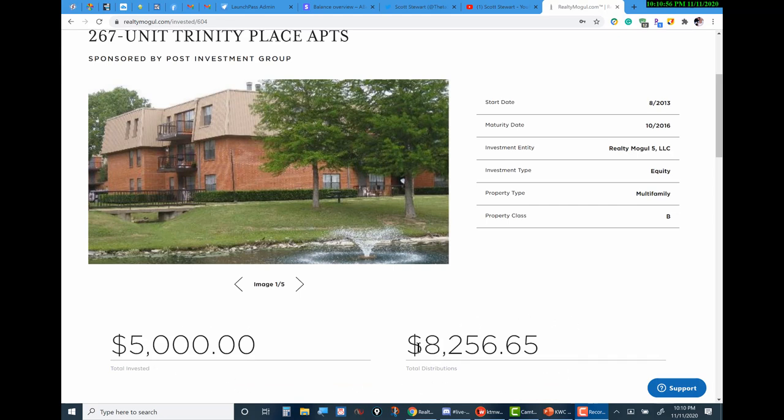Received $8,200 back, and we closed and sold that property in 10/2016.